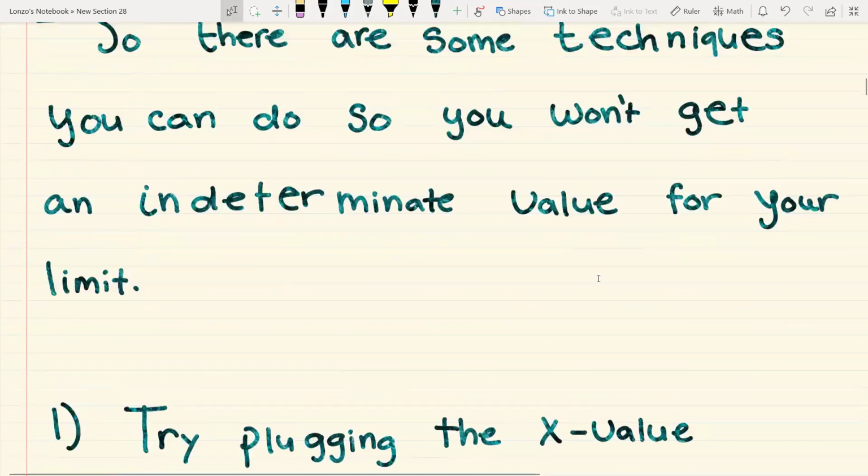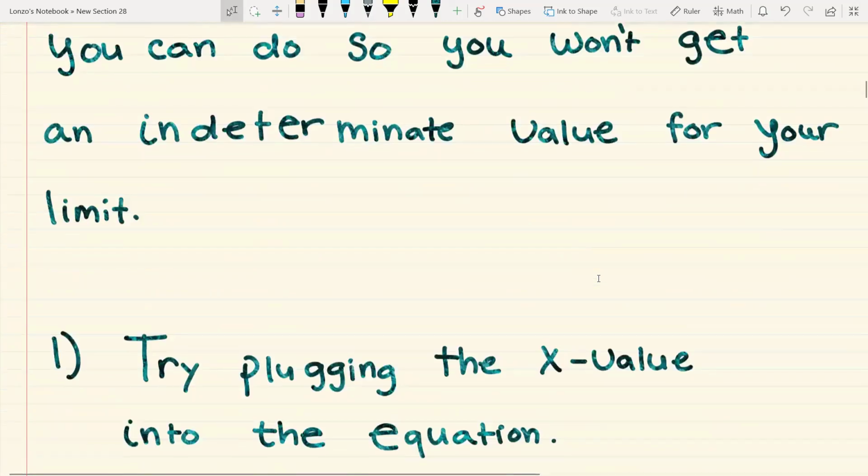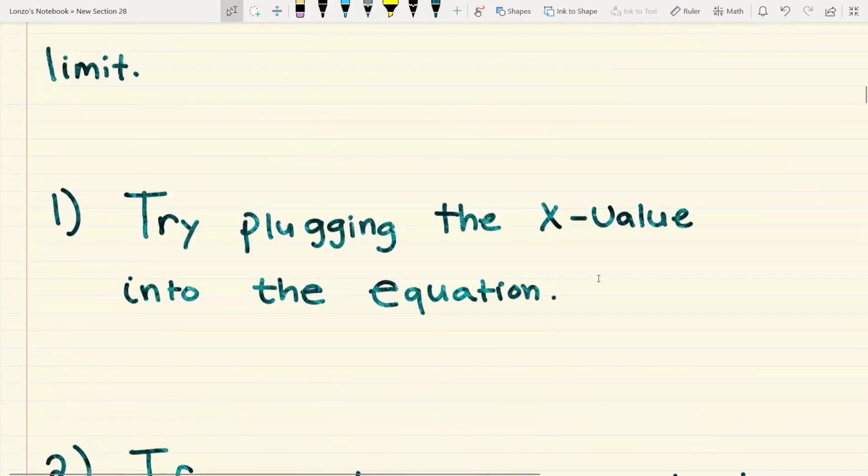So let's go over it quickly. Let's briefly go over some of the techniques you can use to not get an indeterminate value. First step, what I would always do is try plugging the x value into the limit problem. Sometimes it's so simple that you just have to plug it in and you'll get a real number. Okay, so that's what I would do first.